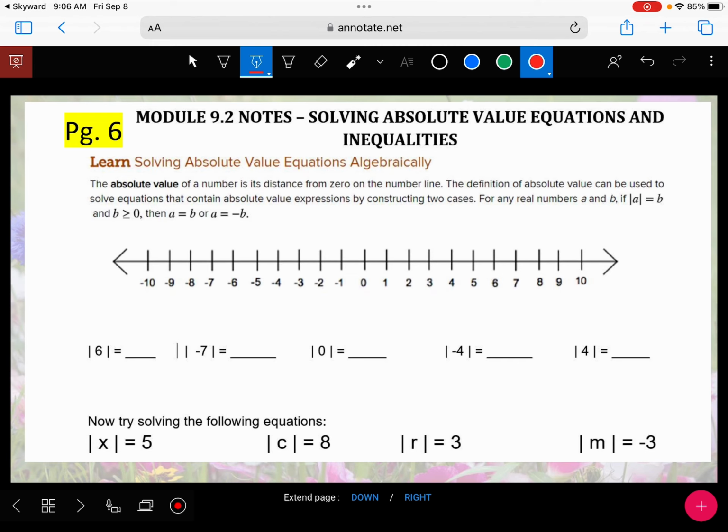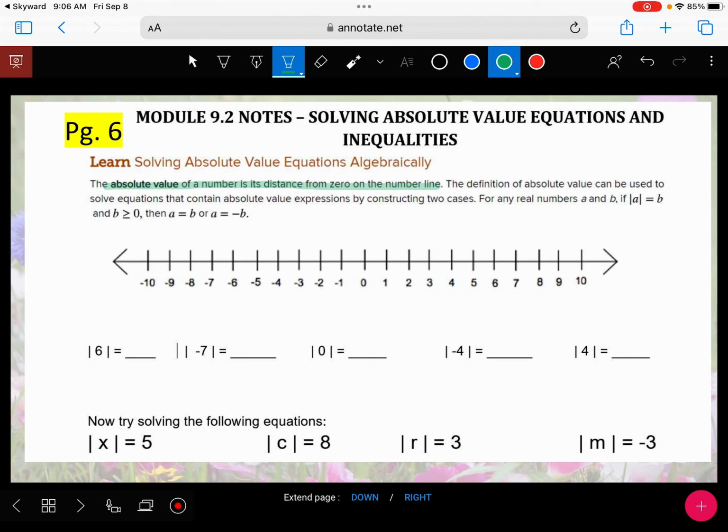Before we get into the equations, let's remember what an absolute value is. Page 6 in your note packet: what is an absolute value? Absolute value is the distance from 0. And because it's the distance, it is always positive. When we talk about distance, I never say, oh, I'm negative 10 feet away. So that's why the absolute value of a number is always positive.